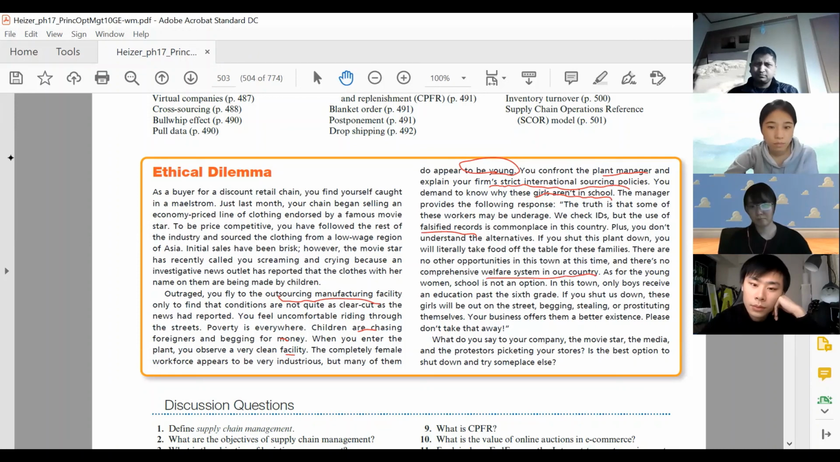And this is what I like, you know, something that is a dilemma. If you shut down, these girls will be out on the street, begging, stealing, prostituting themselves. Your business offers them a better existence. Please don't take them away. So what do you say to this company, or even the people who are supporting it, the movie star, the media, and the protesters picketing your stores? Is the best option to shut down and try somewhere else?